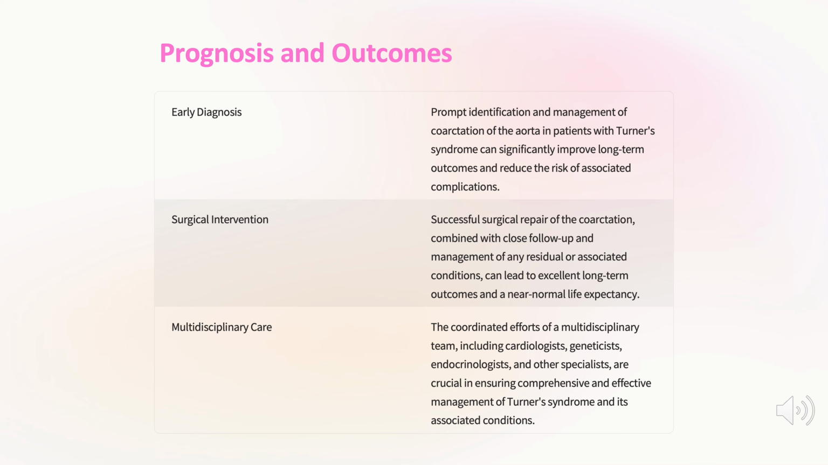In summary, early diagnosis, timely surgical intervention, and multidisciplinary care are key pillars in achieving favorable prognosis and outcomes for patients with Turner's syndrome and coarctation of the aorta. Through proactive management and coordinated efforts, we can strive to enhance the quality of life and overall health of affected individuals.